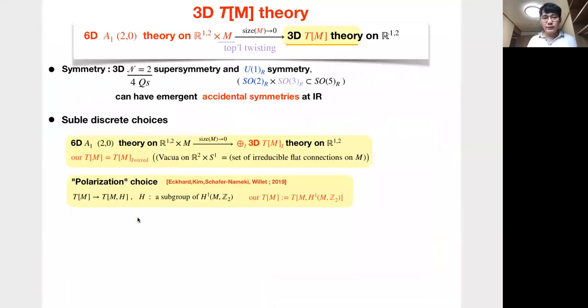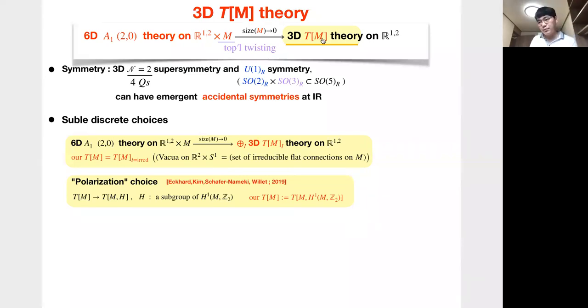Let me first explain the 3D TM theory, which is the main subject of my talk. Schematically, this is defined by this one. We consider the 6D (2,0) theory of A1 type and compactify it on a three-manifold. Then after the compactification, we obtain some 3D theory, which is denoted by TM.